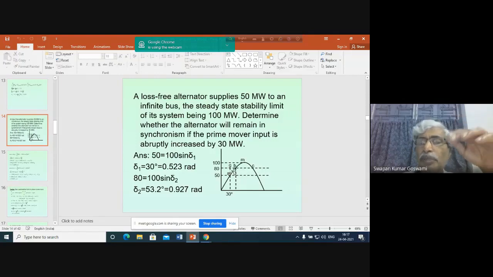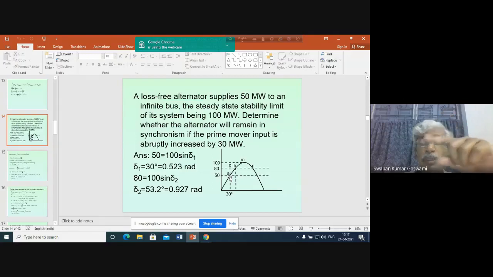Suddenly, power input becomes 80 megawatt. So input becomes more than output. So what will the generator do? It is still supplying this 50 megawatt. It is operating here, but input power goes here. So input becomes more than output. Since input becomes more than output, obviously the generator cannot immediately increase its power output. It is still supplying 50 megawatt because delta cannot change immediately. Why am I talking about changing the value of delta?